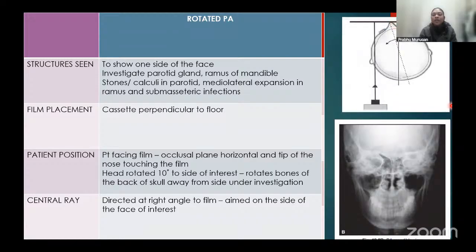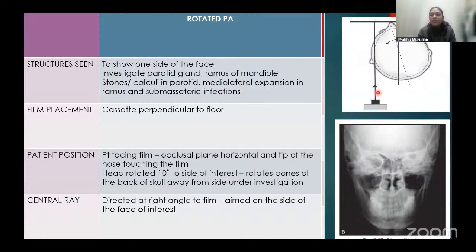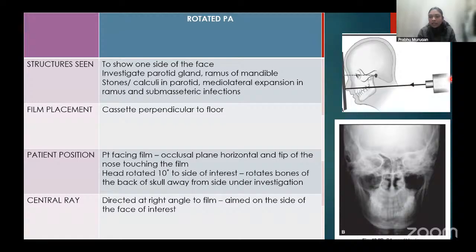In the rotated PA view, you can see the head will be slightly rotated towards the region of interest and the X-ray beam is projected centrally. It is exactly perpendicular to the film, aimed towards the side of the face of interest. For example, if you want to look at the right side, you'll ask the patient to turn towards the right side and then you'll project the X-ray. Okay, so this is your actual PA view.